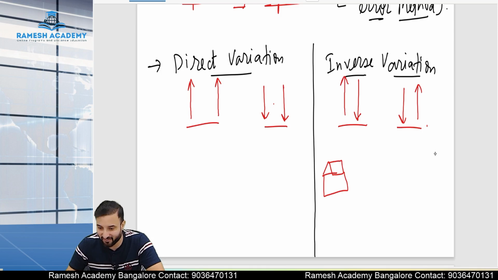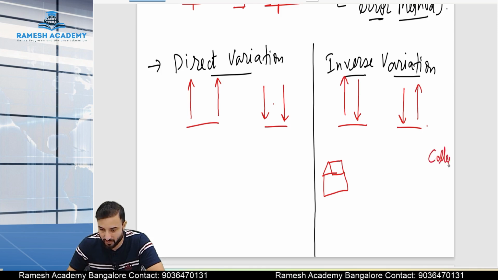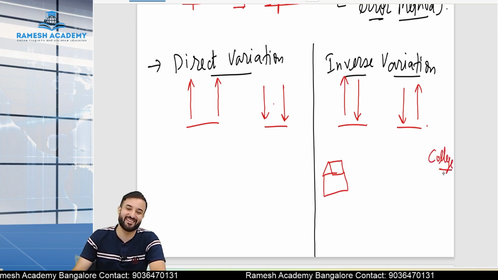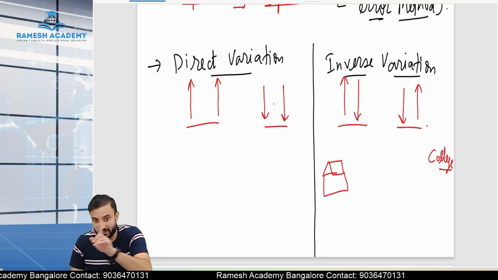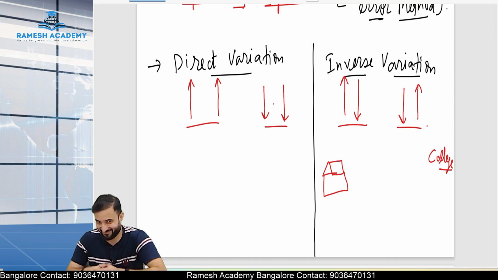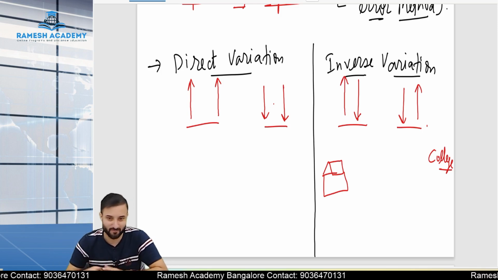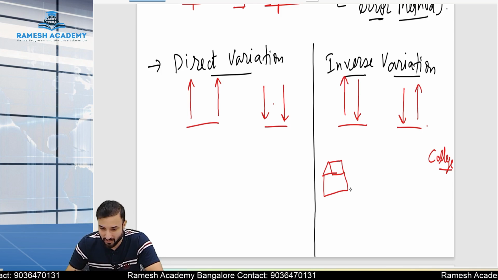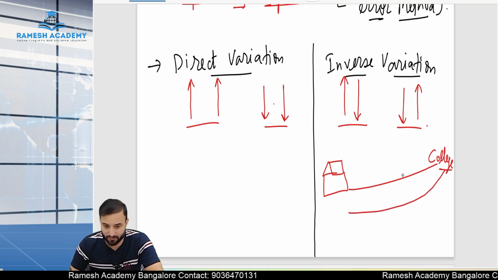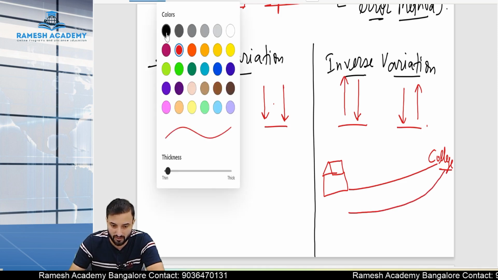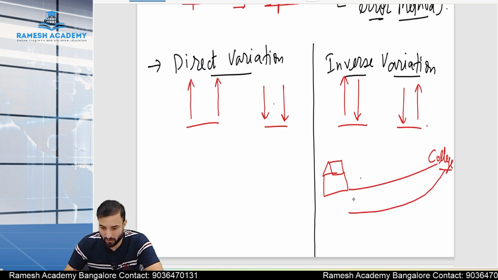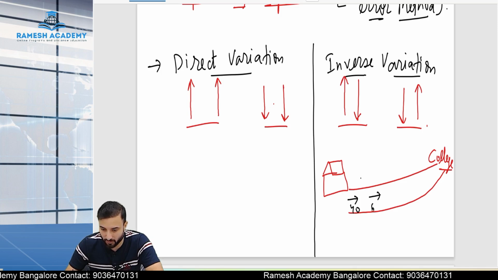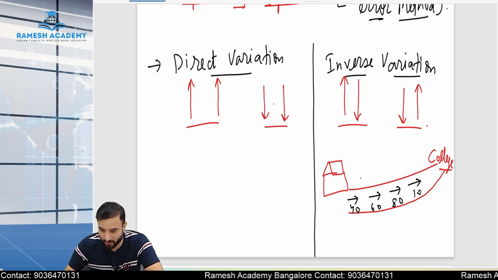Now suppose one example, this is your house, the sweet home. And this is your college, which you never want to go to, just for the sake of 75% attendance you are going. So now see, this is from your house to your college. Suppose you are going at a speed of 40, then you increase the speed to 60, then 80, then 100.